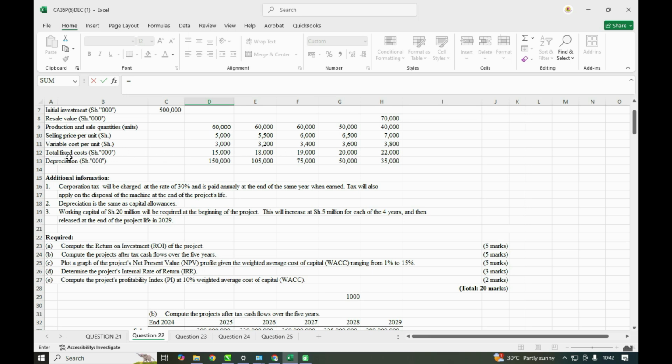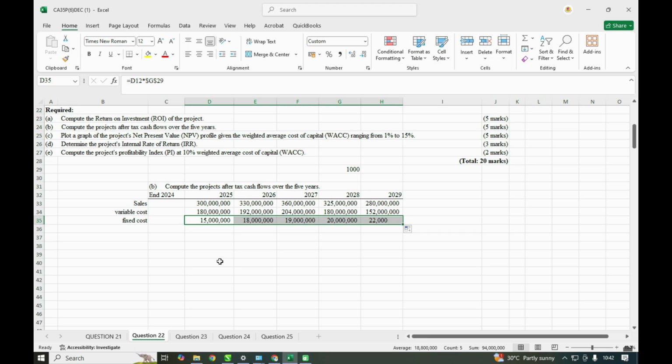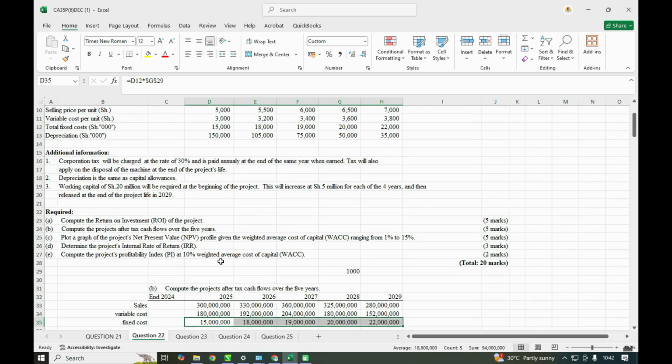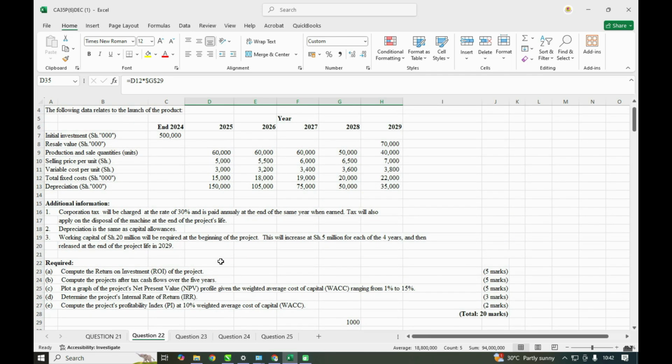Our total fixed cost, which we have been given here, I will multiply by 1,000 and lock the 1,000, so that it picks all the fixed costs in that particular order, but now multiplied by 1,000, so that we are using the same amount. If they are in 1,000, all of them are in 1,000. We have not omitted any zeros.